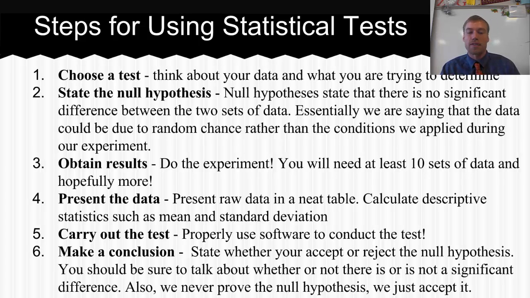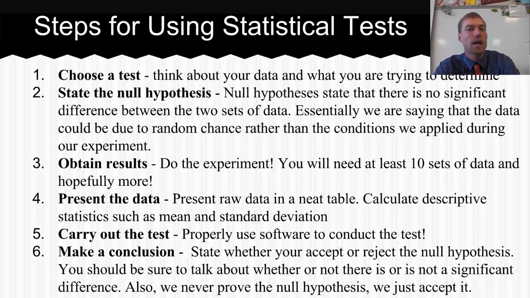Number 5, you'll carry out the test. So you properly use the software and conduct the statistical test, whether that's chi-square, t-test, or ANOVA. And then you're going to make a conclusion. You're going to state whether you accept or reject the null hypothesis, and be sure to talk about whether or not there is a statistically significant difference. Finally, this is very important: you never actually prove a null hypothesis, we just accept it.